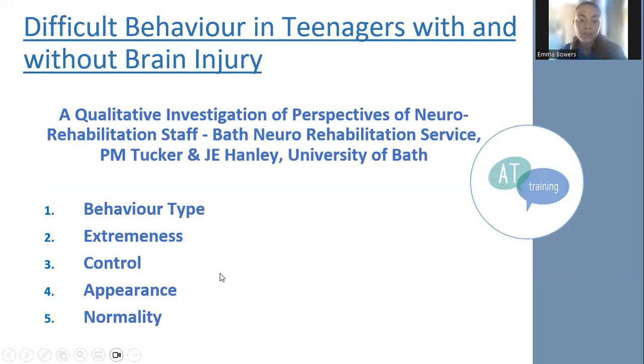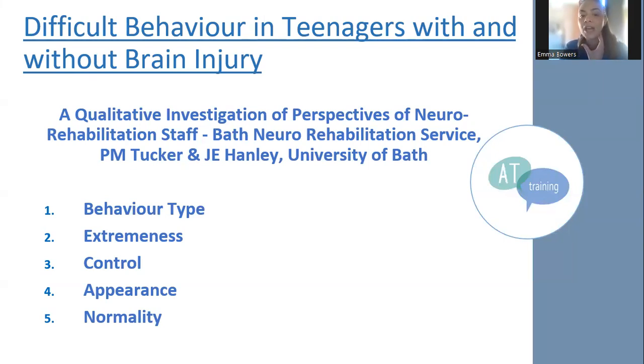Okay, so this was a study that was completed, and the references are there, regarding the perspectives of neuro rehab staff on behaviour. So whether they were going to attribute that to BI related or non-BI related. And there were 5 different themes, really. So behaviour, very similar to how we've just discussed, really.